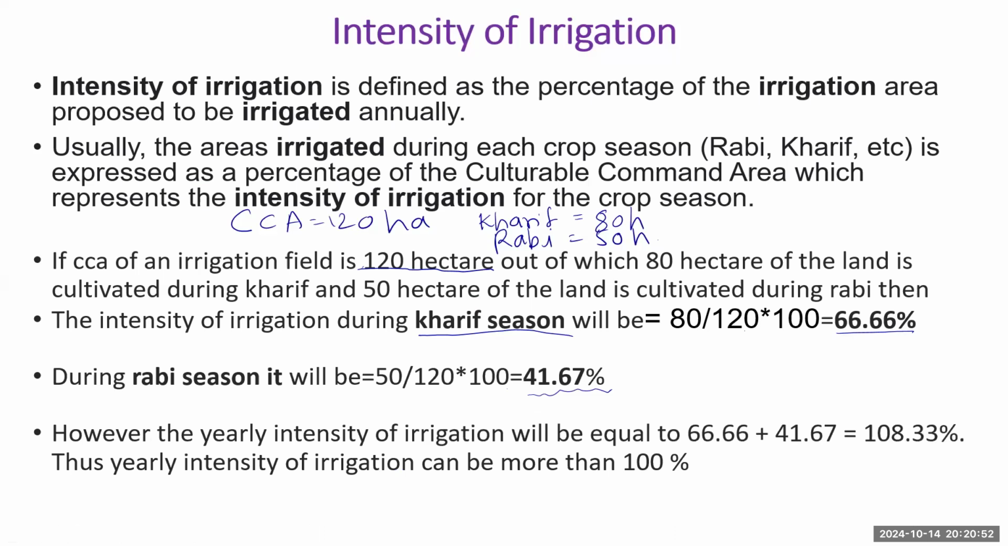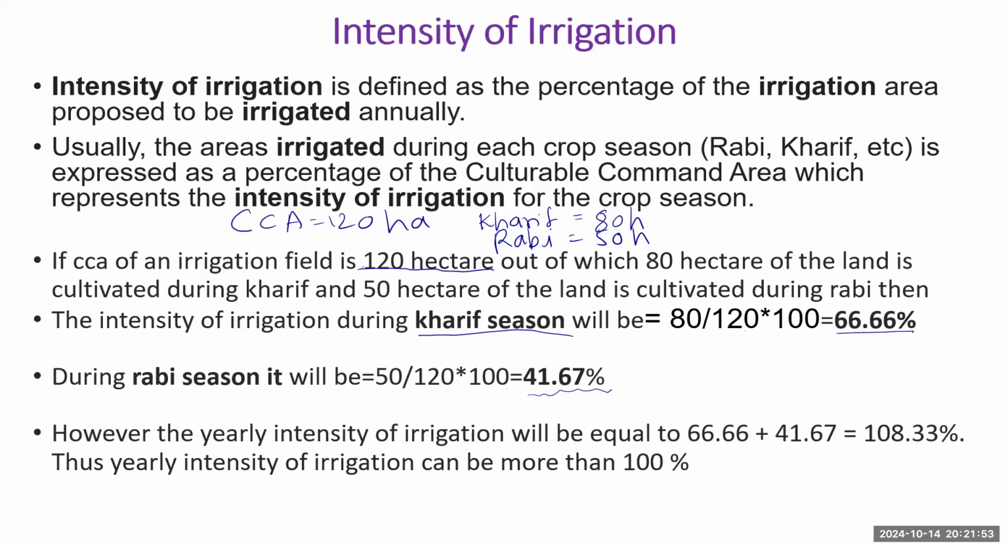Now, if we have to find out the yearly intensity of irrigation, then we have to take the intensity of irrigation in all crop seasons, that is Kharif season and Rabi season. So here if we add these two values, 66.66% and 41.67%, the addition of these two is 108.33%. So this is called the yearly intensity of irrigation. And we came to know that yearly intensity of irrigation may be more than 100%, because different areas are irrigated in different crops. Due to that, it is possible that the yearly intensity of irrigation will be more than 100%.